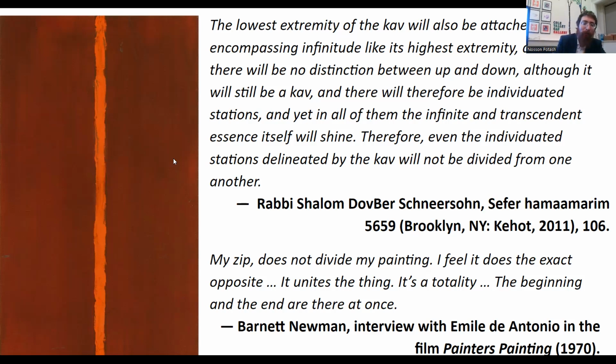Okay, so he says, "My zip does not divide my painting. I feel it does the exact opposite. It unites the thing. It's a totality. The beginning and the end are there at once." So exactly the same idea as the Rashab says. The beginning and the end are there at once. There's no distinction, Rabbi Rashab said, between up and down. It's a totality. Everything is one. The infinitude suffuses everything. It's full with God.